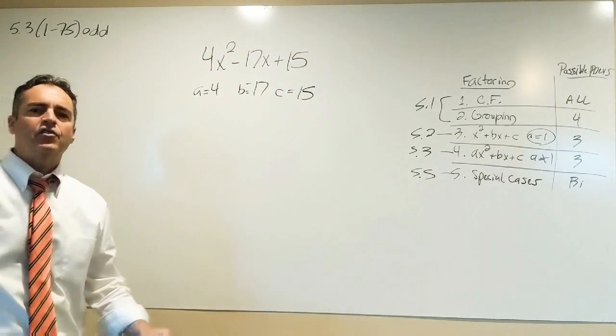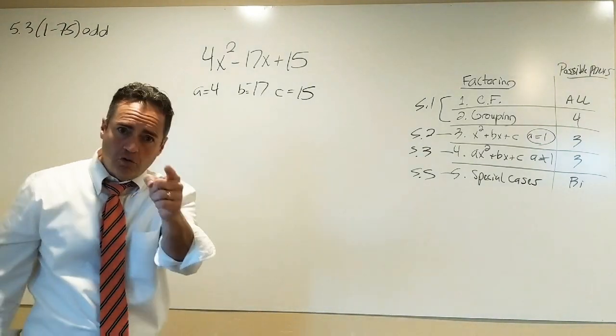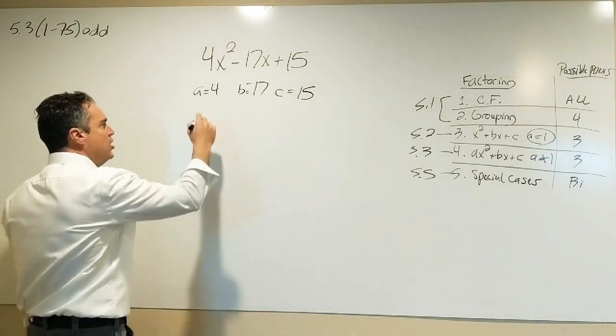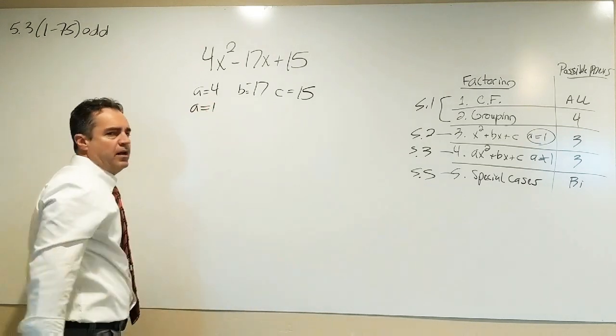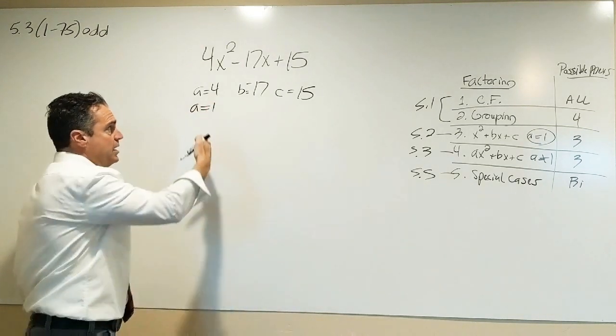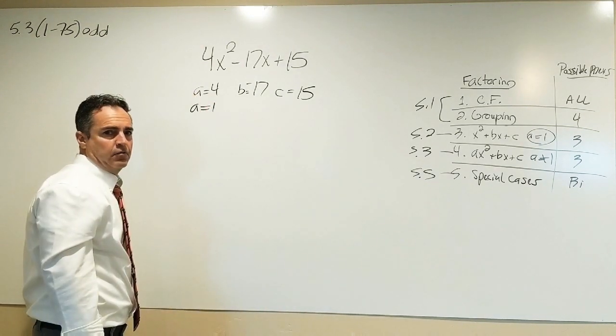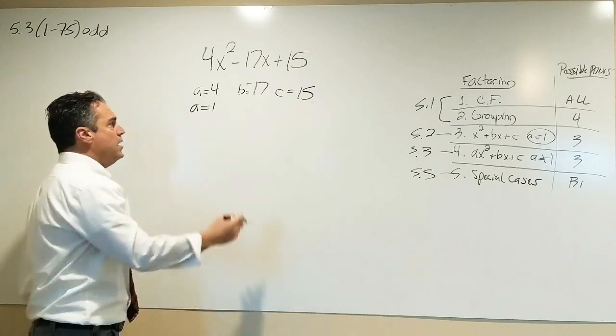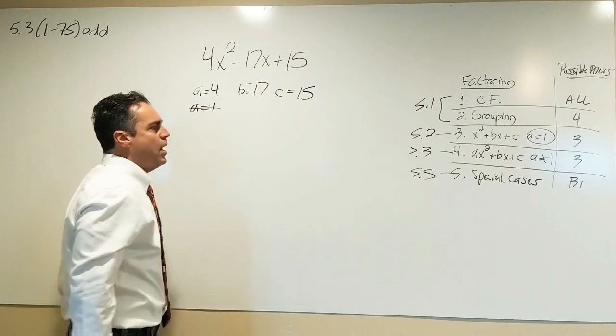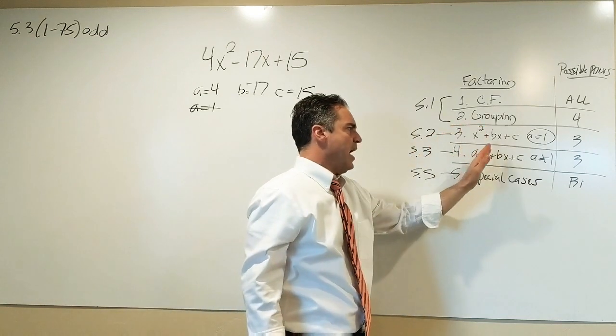All right. So Hallie and Jordan know what a, b, and c are. Did you know what a, b, and c are? I hope so. So tell me something. Does a equal 1, everybody? No. It equals 4. And so since this doesn't equal 1, we cannot use method 3. We have to use method 4.